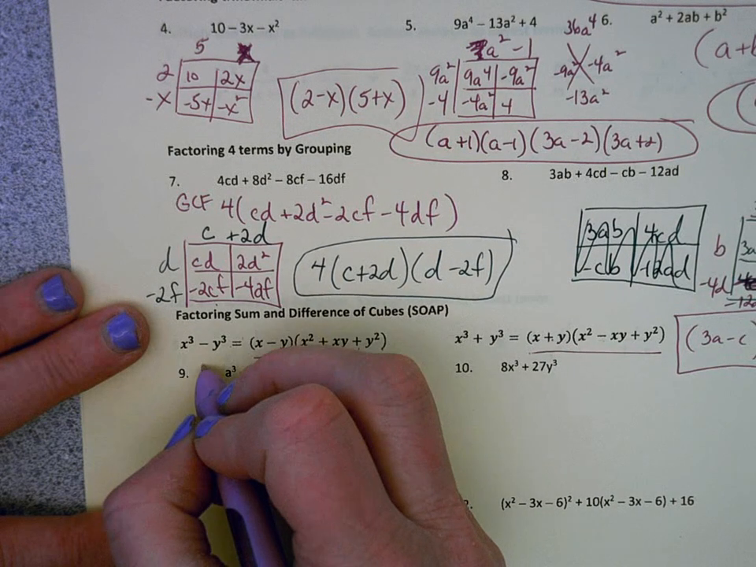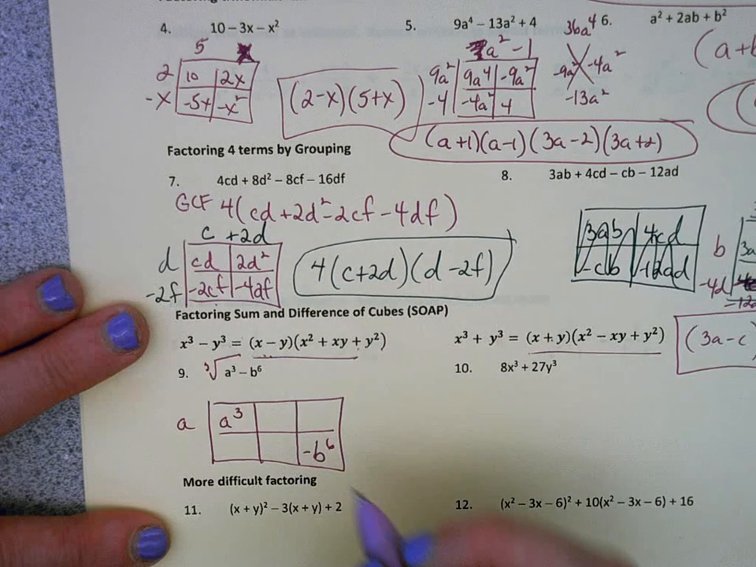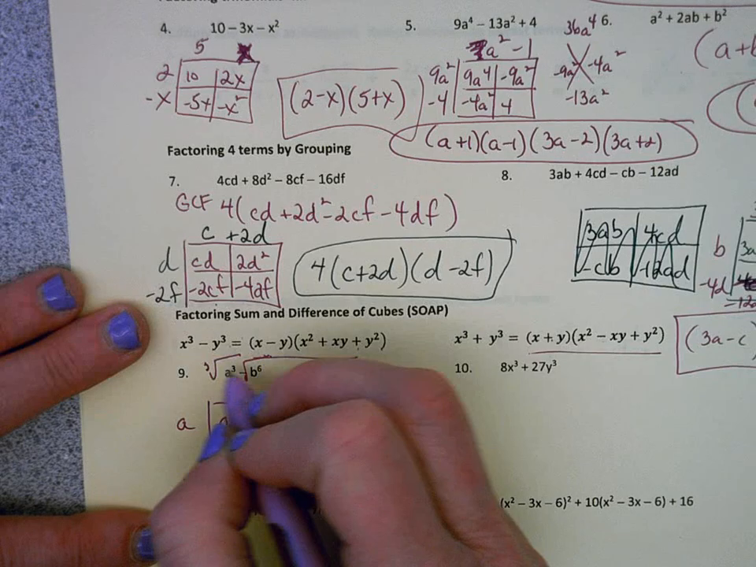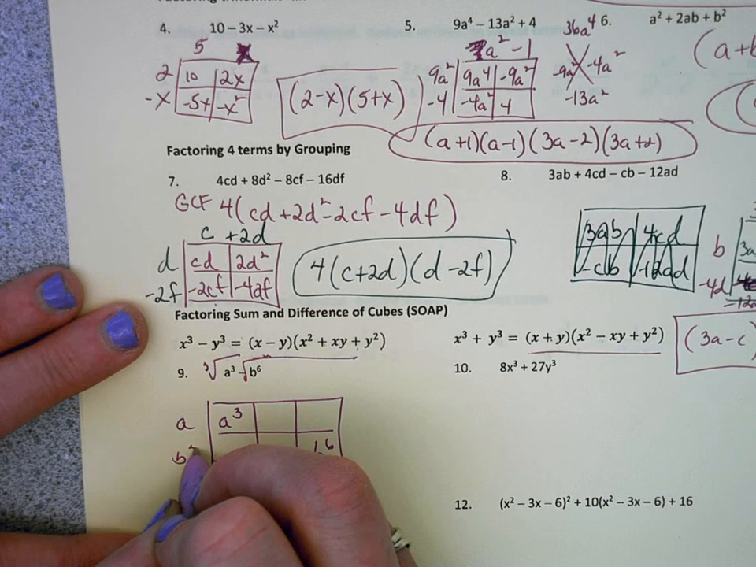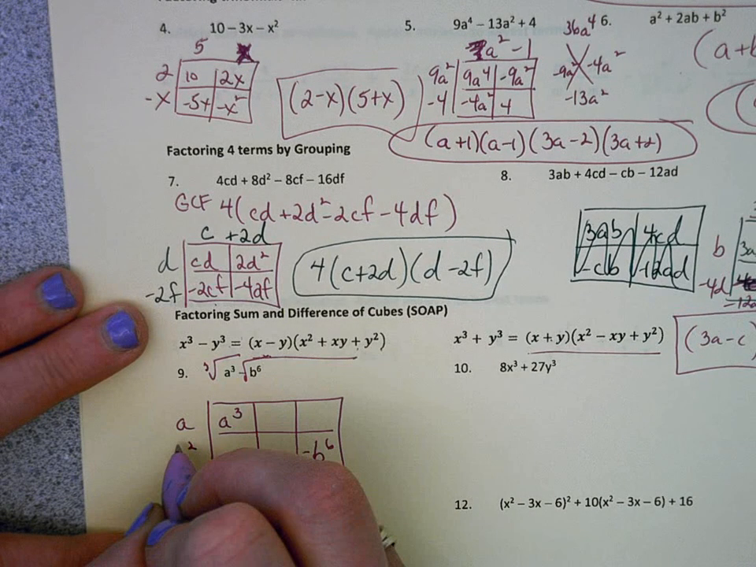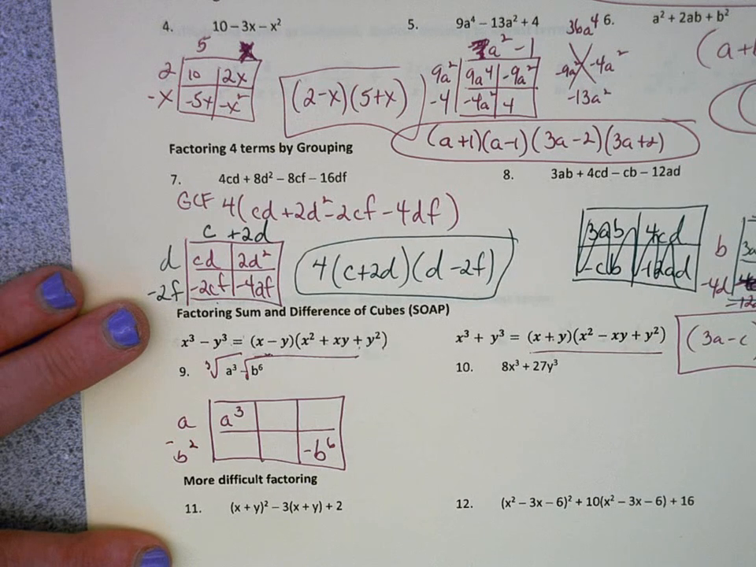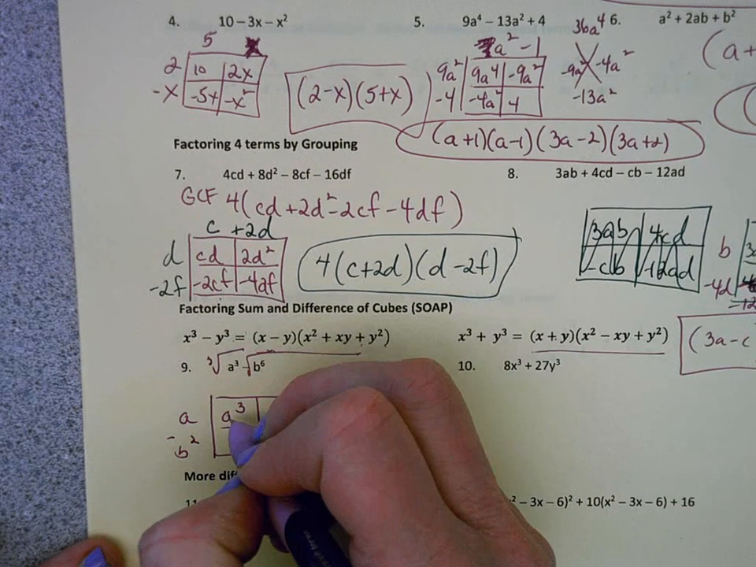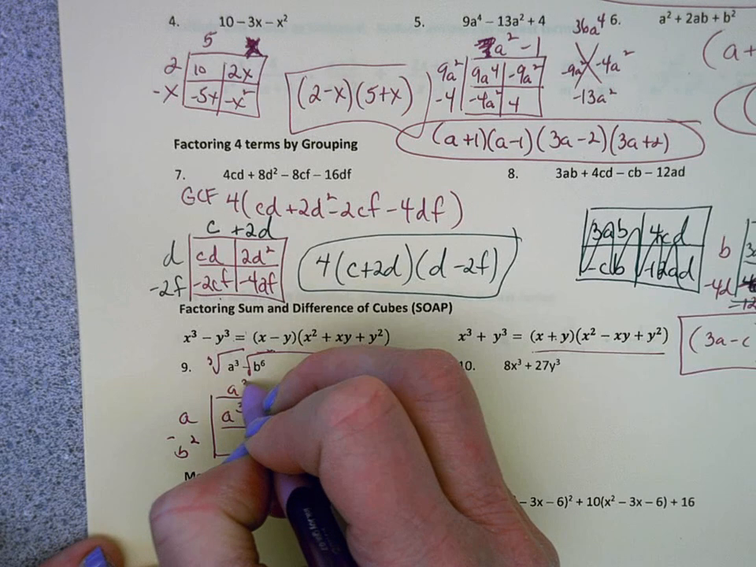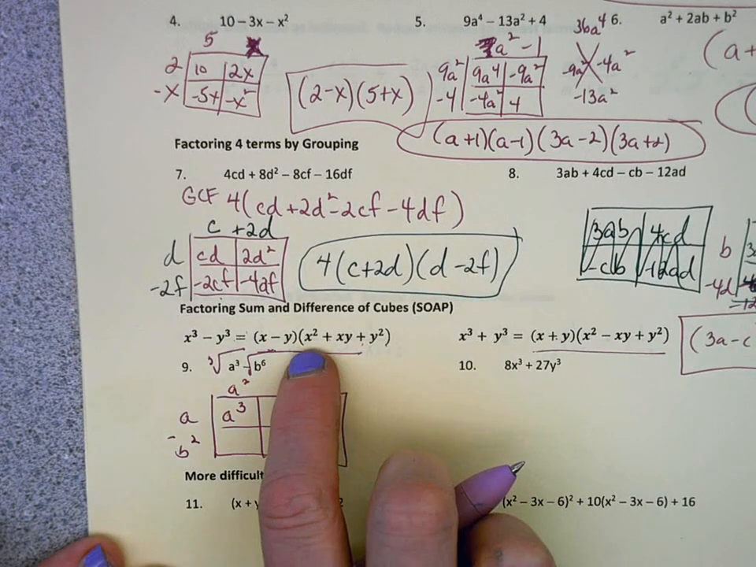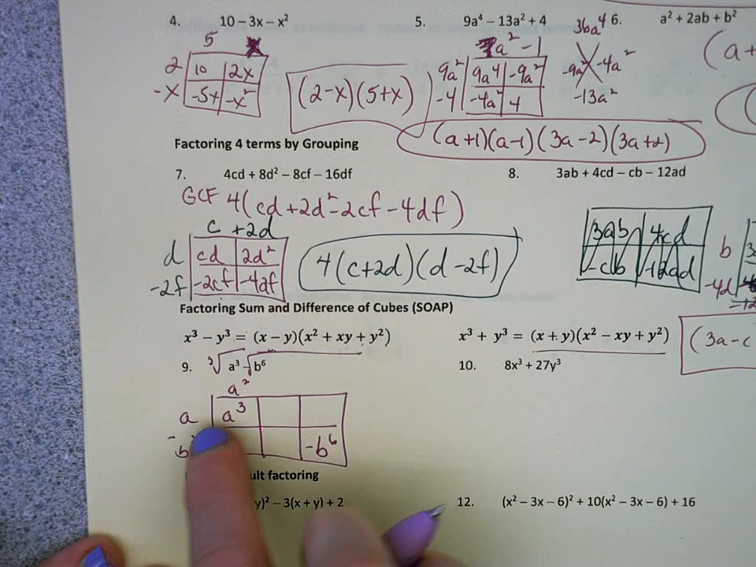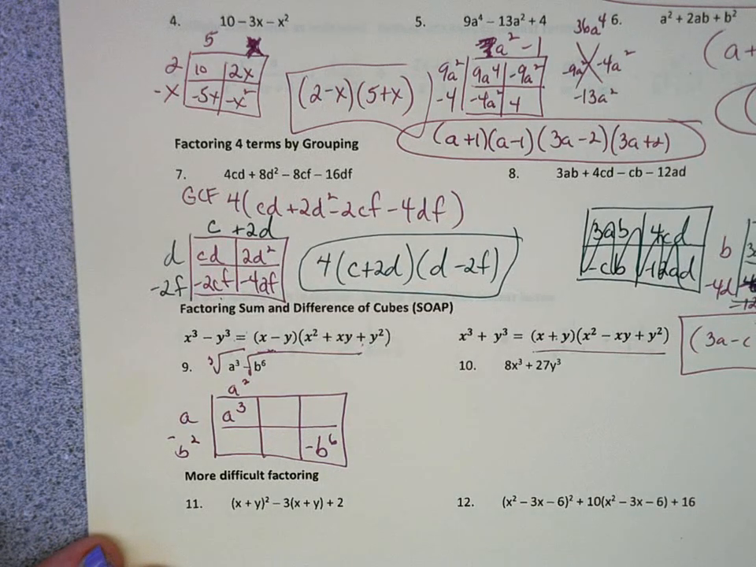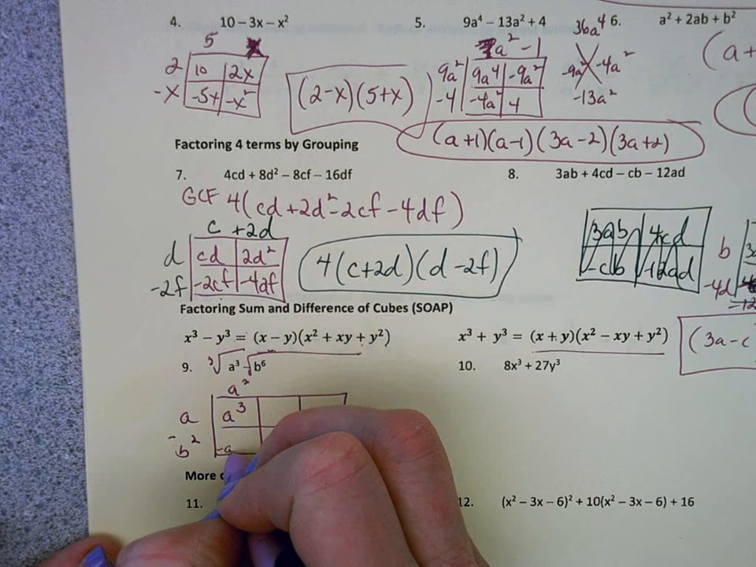So the cube root of a cubed is a. The cube root of b to the 6th is b squared. And because it's a minus, you put a minus there. And then you fill in what you can. A times a squared gives you a cubed. And look at how that is x cubed, that was x squared, this is a, that's a squared. That would give you a negative a squared b squared here.